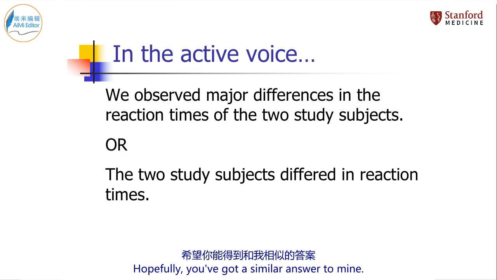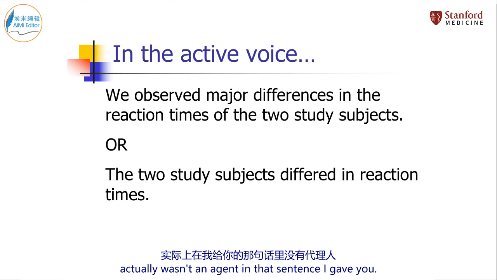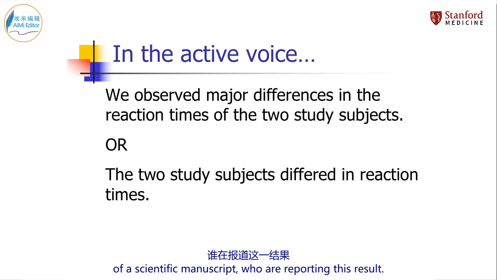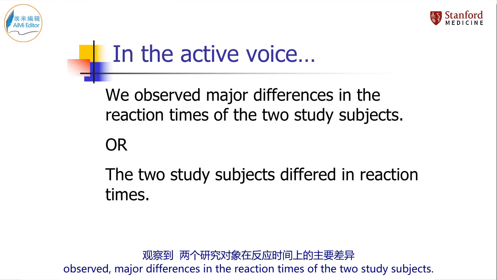Hopefully, you've got a similar answer to mine. To turn that one into the active voice, you had to recognize that there actually wasn't an agent in that sentence I gave you. So you had to guess that the agent is probably the authors of a scientific manuscript who are reporting this result. So you can say, we observed, or the scientists observed, or the researchers observed major differences in the reaction times of the two study subjects.